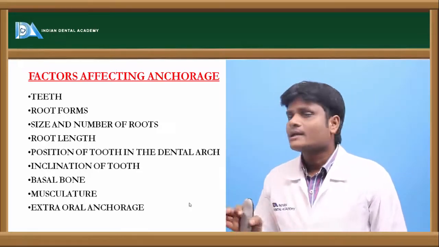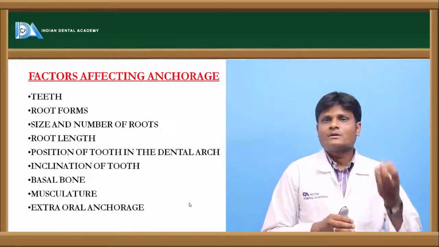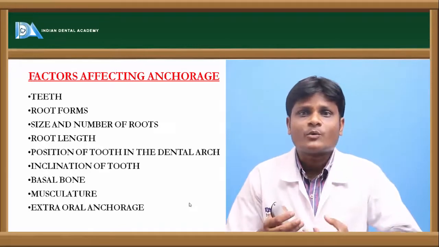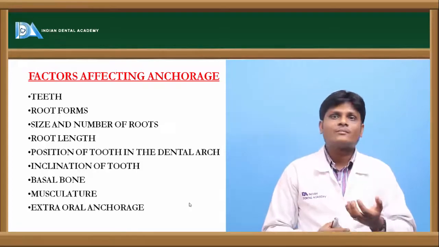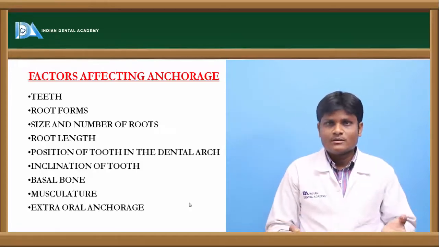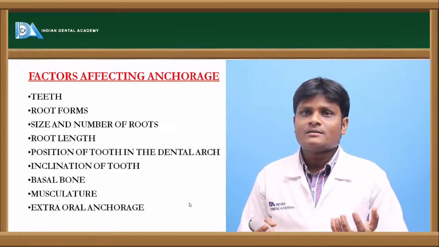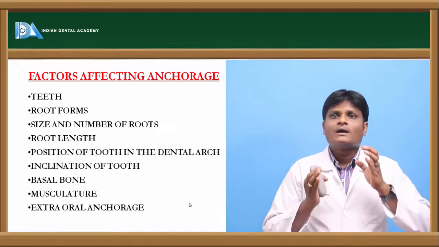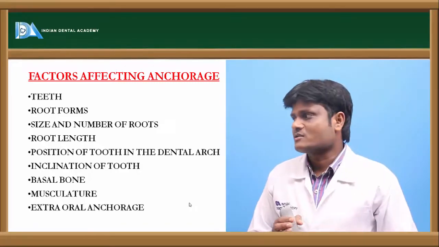Number one is teeth, the number of teeth. An anchorage unit having more teeth will provide more support, or more anchorage, when compared to an anchorage unit having fewer teeth. It's obvious. More teeth implies more roots, more root surface area, more anchorage. Fewer teeth implies fewer roots, less root surface area, and less anchorage potential.